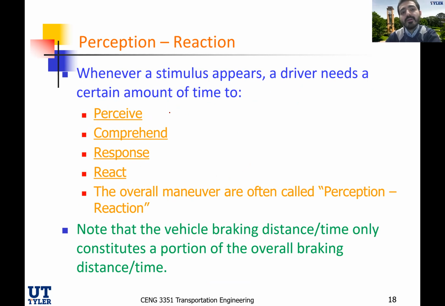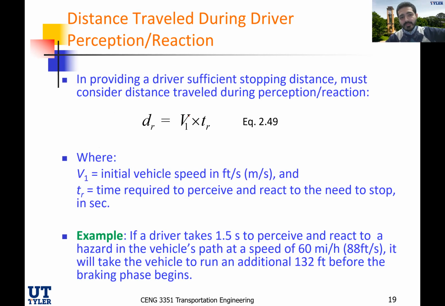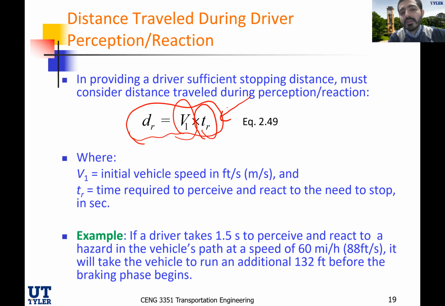Here, again, I can ask you, what are the steps between perception to reaction? So perceive, comprehend, respond, and react. Those are the steps. And then we've got to know it's not just about the distance you're driving once you push on the brakes. There's another distance between perceiving and reacting. And that's the DR, your original speed times TR. TR, I'm expecting you to know that number, 2.5 seconds. This is the AASHTO standard, a very conservative number. If it's not given to you in the exam, you always have to use 2.5 seconds. And I'm expecting you to remember that number.